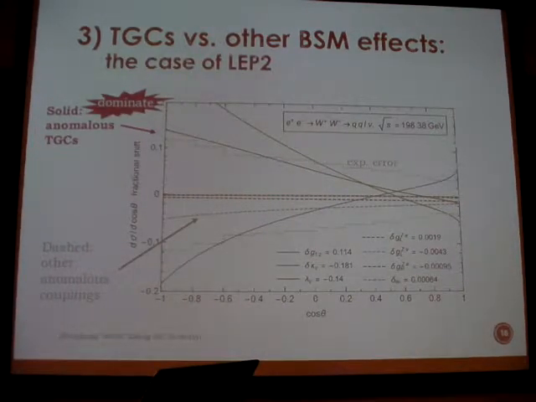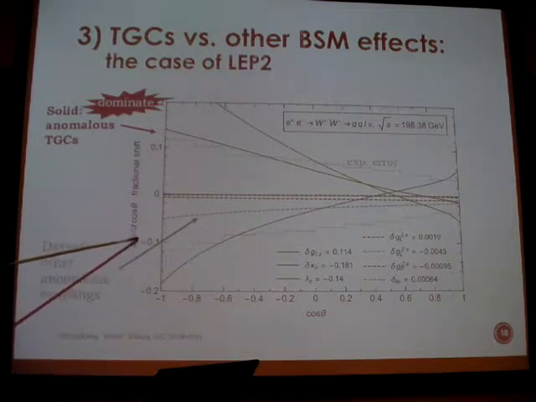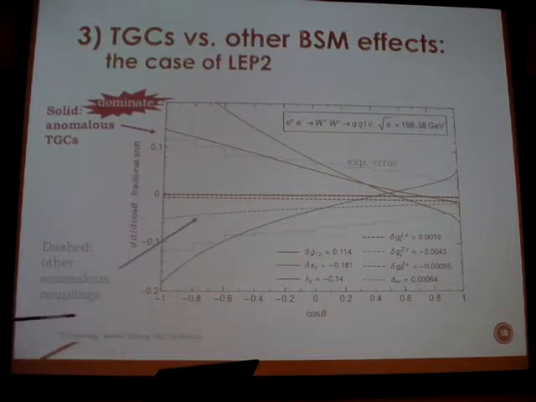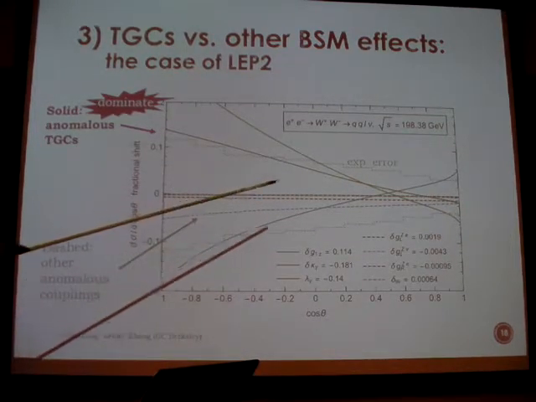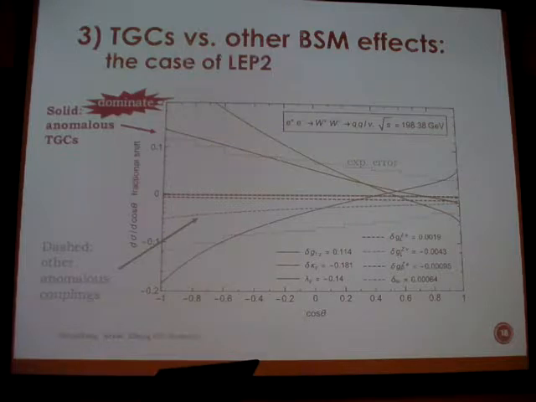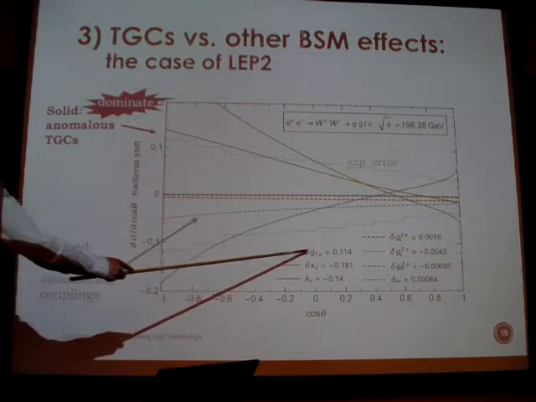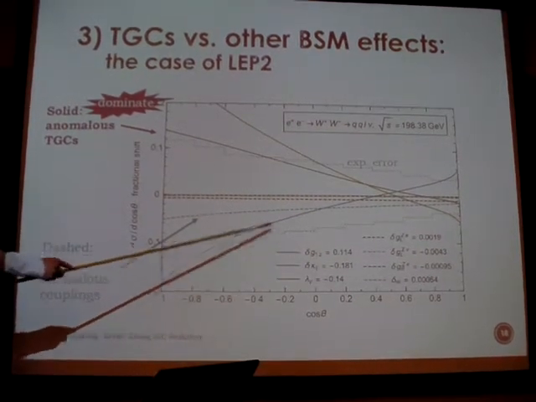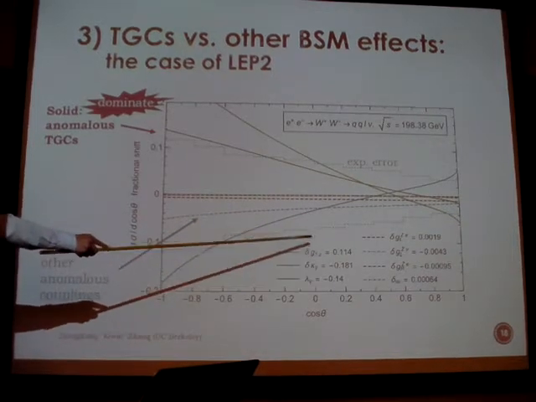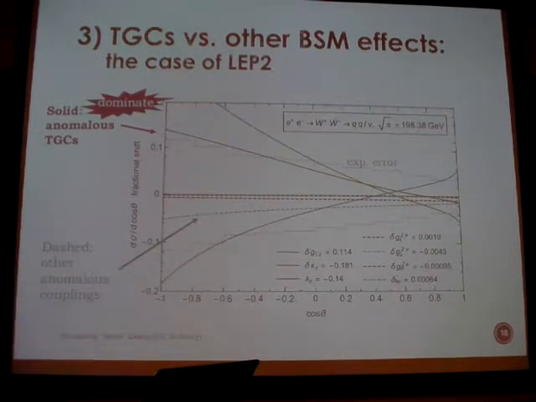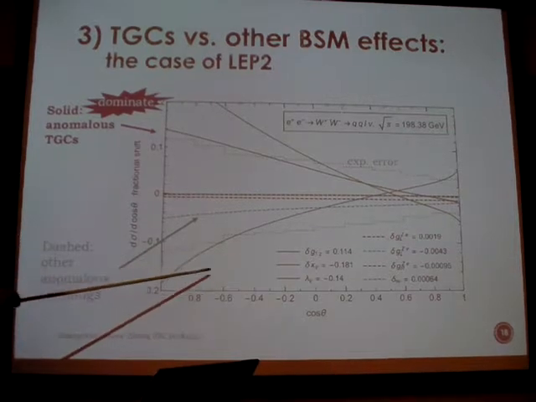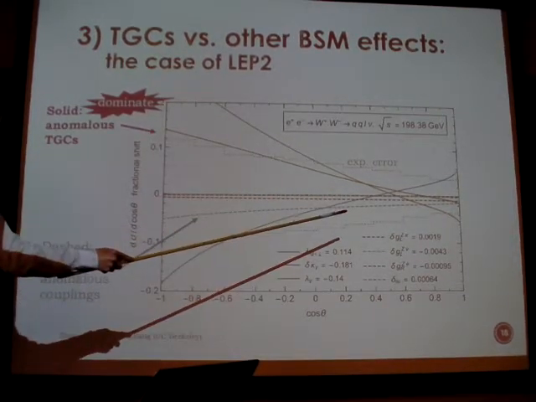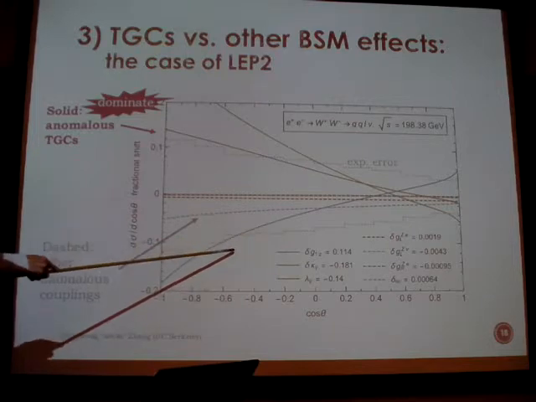So let's first look at the case of LEP 2. This is a plot for the fractional shift in d sigma d cosine theta as a function of cosine theta. 0 means no shift from the standard model. So if you turn on some of the anomalous couplings, you'll get something that's non-zero. If we turn on the 3 anomalous TGC parameters up to the value that's claimed by the experimentalists that they're able to constrain, we get these solid curves, and we see that they are roughly consistent with the experimental errors.